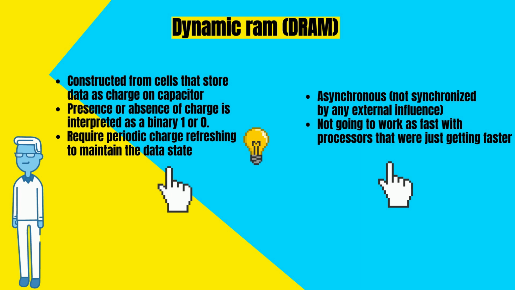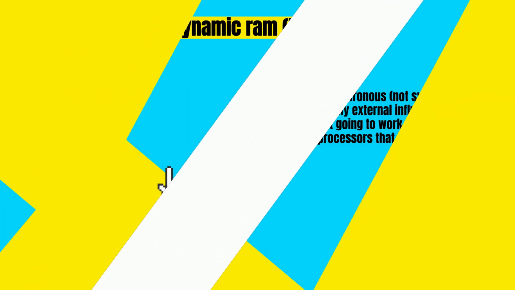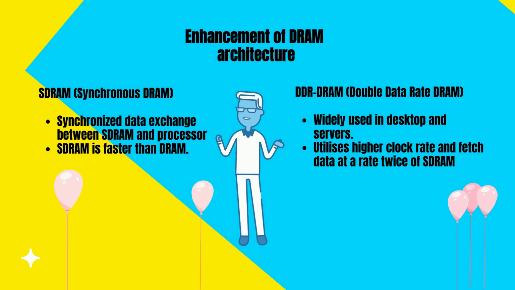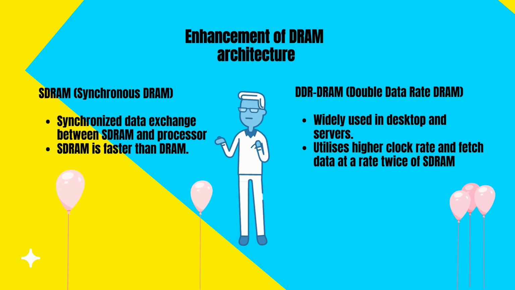Because of this, the basic form of DRAM is not going to be as fast as the more modern and complicated DRAMs offered today. Unlike the traditional DRAM, which is asynchronous, synchronous DRAM, also known as SDRAM, exchanges data with the processor synchronized to an external clock signal. This makes it faster than DRAM.